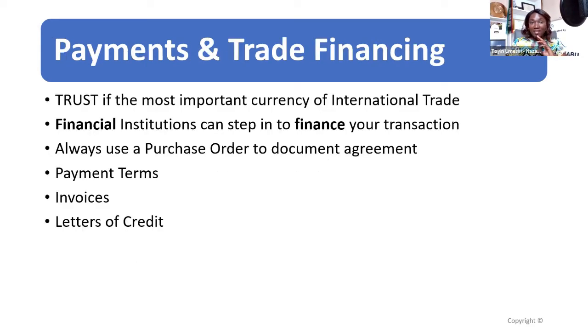Payments, trade financing. Trust is the most important currency of international trade. In fact, transactions happen in conversations before money changes hands. You get a buying commitment before they issue the PO, and then before you start transacting. I need people to really understand this.